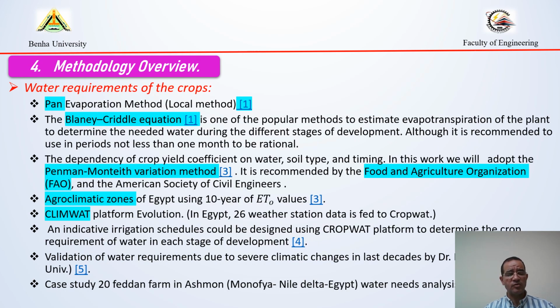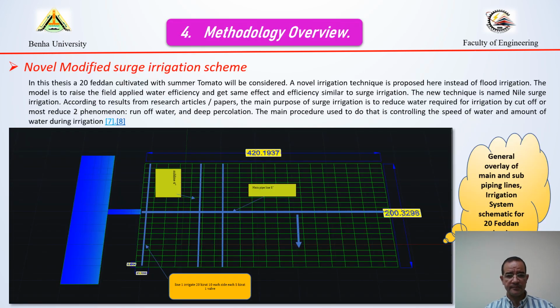Methodology overview. In order to design any solar water pumping system, we need to determine water requirements of the crops. One of the most famous models is the Penman-Monteith method, recommended by the Food and Agriculture Organization. We use this in this study. Agroclimatic zones, based on a 10-year study of reference evapotranspiration values, are used in this study. The CLIMWAT platform is used to determine the weather data. A case study of 20 feddans is done in this study.